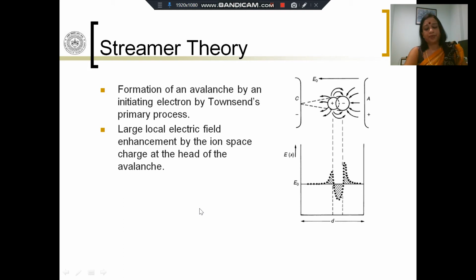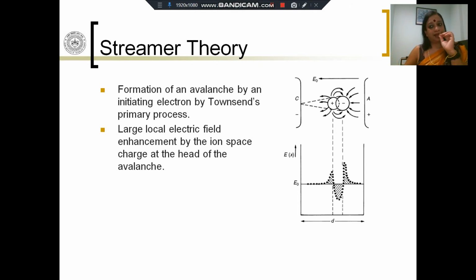And that brings us to the next theory of gas breakdown in uniform fields, and that is the streamer theory. Let us see what happens in the streamer theory. Let us imagine that there has been a primary, initiating electron, and it has begun to move just as before, as you have in the Townsend mechanism.